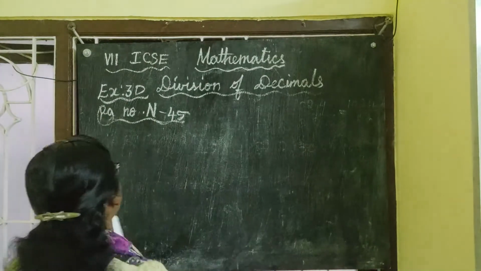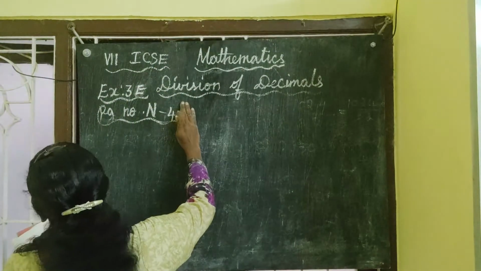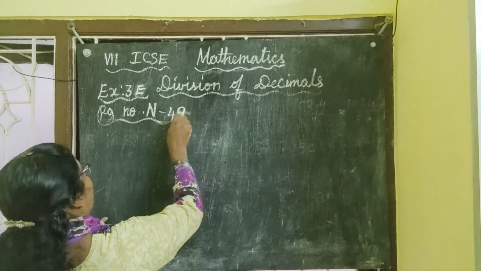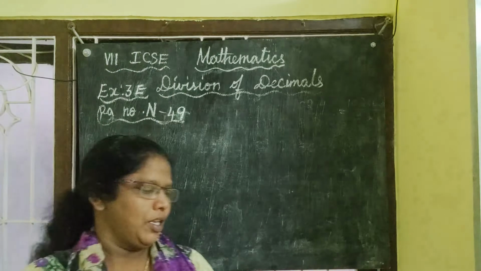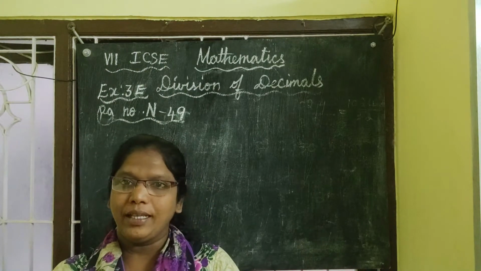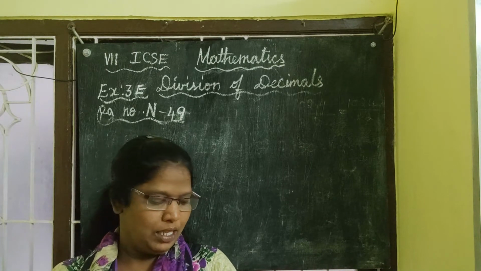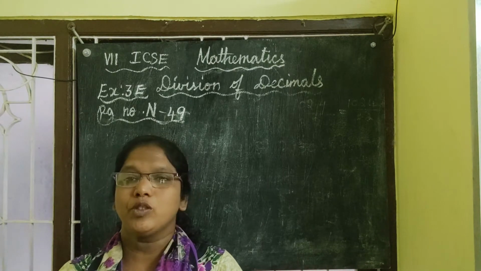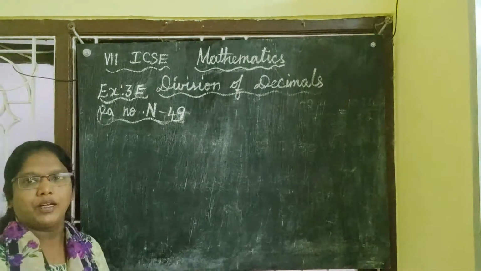Okay, next exercise 3E. Last exercise in the chapter, page number 49. Here if you see in this exercise, terminating, non-terminating, recurring or repeated. These terms are here. First we must know what it means. Then we will go. Okay, terminating means what?